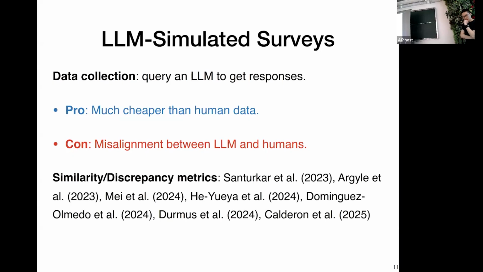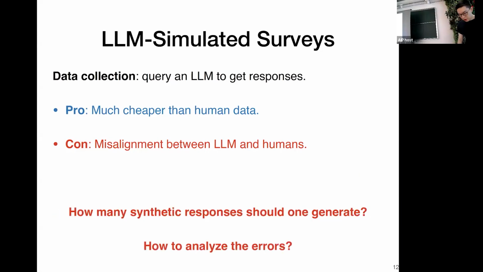Okay, so over the past 2 years or so, people have been trying to understand this misalignment by developing a few similarity and discrepancy metrics. They want to measure such alignment using some optimal transport distance or divergence, etc. Okay, but we will take a different approach. We will not just use those metrics to gauge the discrepancy, but also provide some more operational guidance. So we seek to answer these very operational and practical questions.